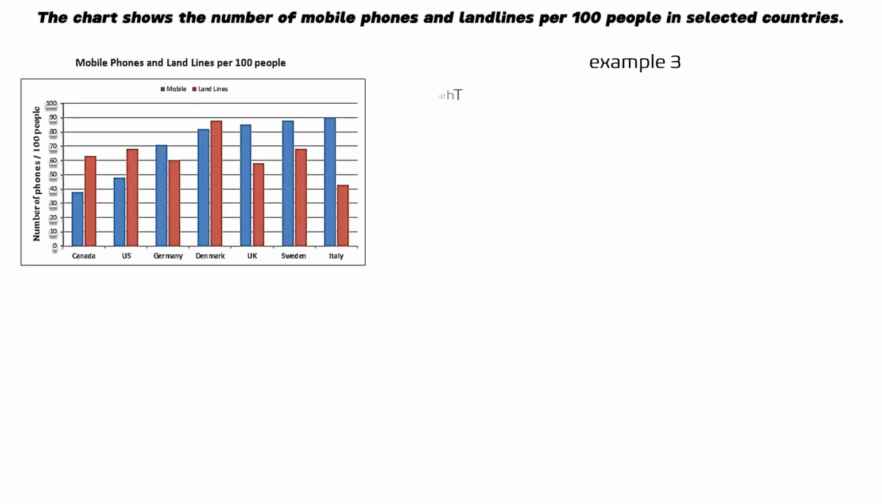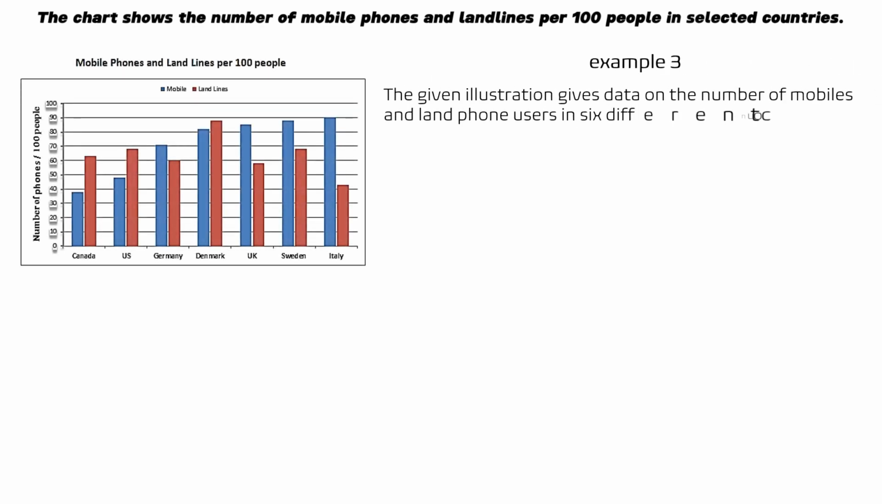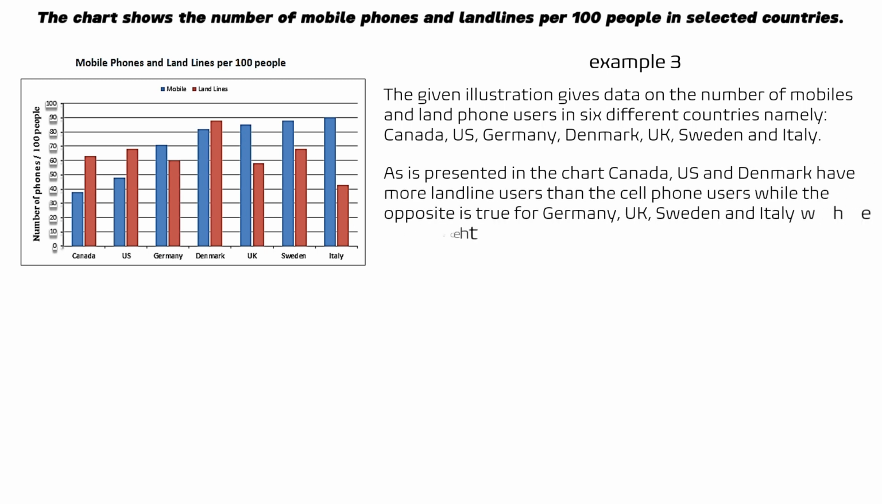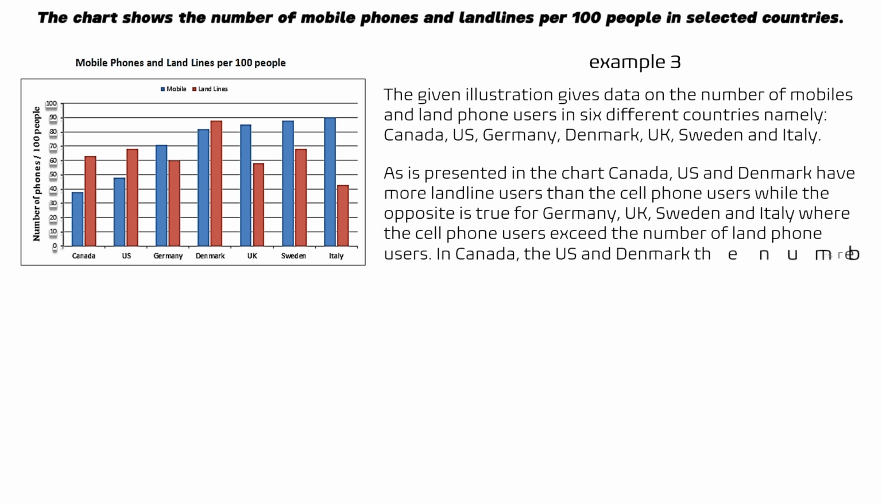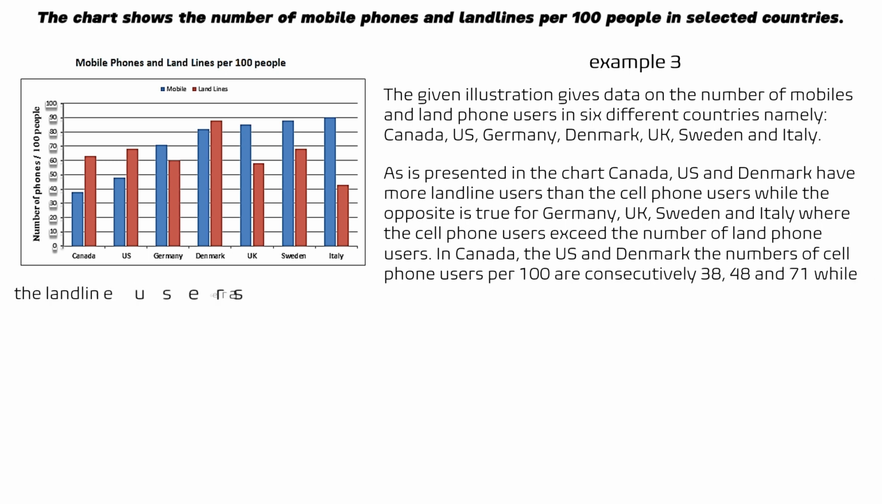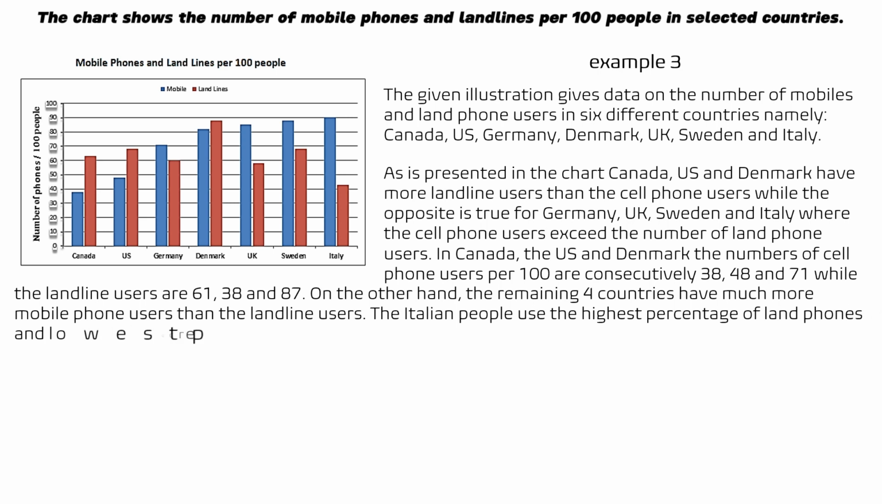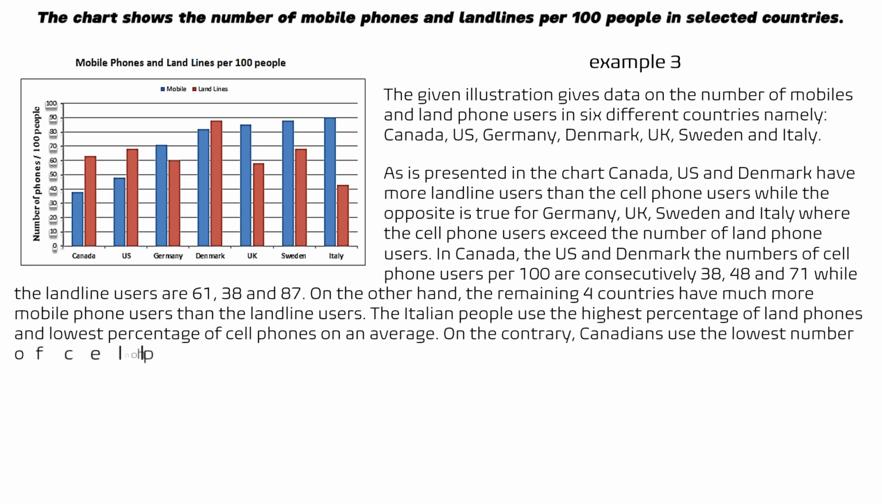Third example. The given illustration gives data on the number of mobile and land phone users in 7 different countries, namely Canada, US, Germany, Denmark, UK, Sweden, and Italy. As is presented in the chart, Canada, US, and Denmark have more landline users than cell phone users, while the opposite is true for Germany, UK, Sweden, and Italy, where the cell phone users exceed the number of land phone users.